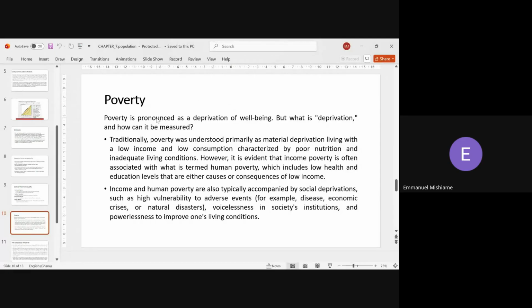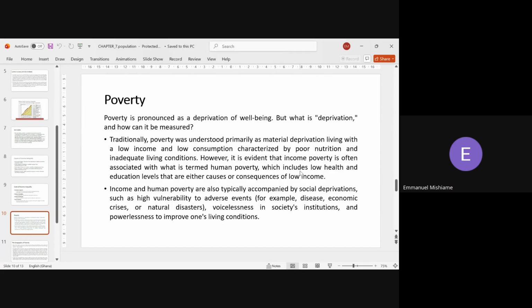All right. Now, traditionally, poverty was understood primarily as material deprivation, living with a low income and low consumption, characterized by poor nutrition and inadequate living conditions. However, it is evident that income poverty is often associated with what is termed human poverty, which includes low health and education levels that are either causes or consequences of what? Low income. So low income is basically the root of everything, as we usually put it in Ghana, because when you earn less, you are just deprived of a lot of things.